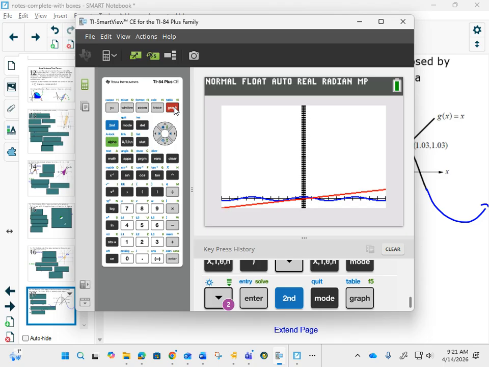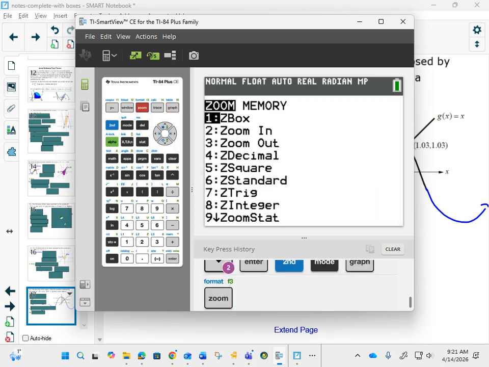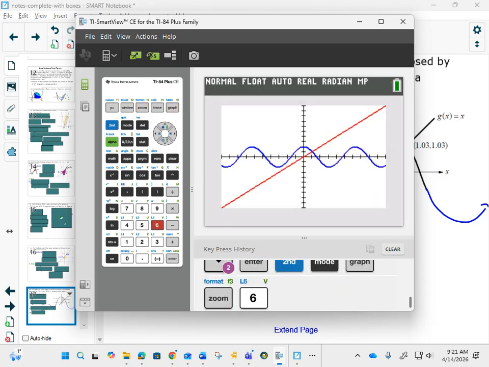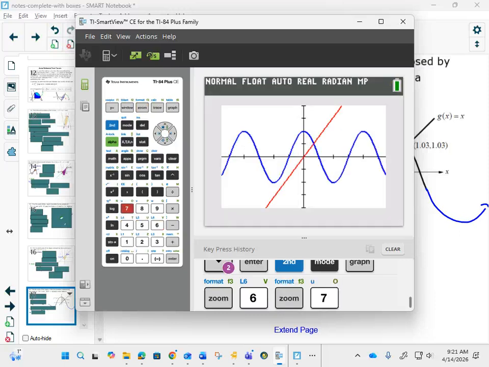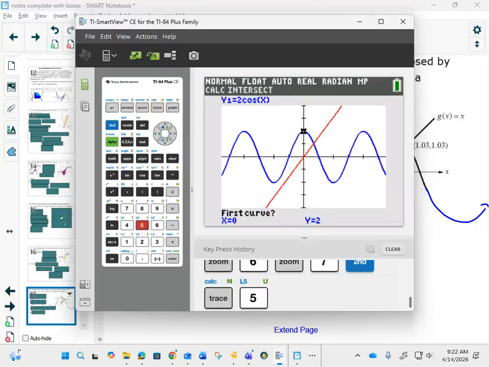Anyways, I hit graph here. I don't like my window, so I'm going to go zoom. I like zoom 6 is a nice one. I also really like zoom trig if you're doing anything with trig. There's our graph. There's our intersection point. But what I wanted to show you on this, so second calculate, number 5, intersect, enter, enter, enter.